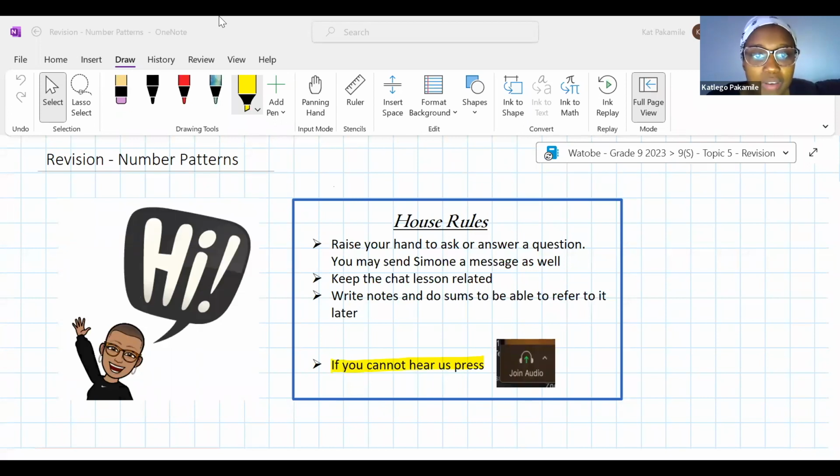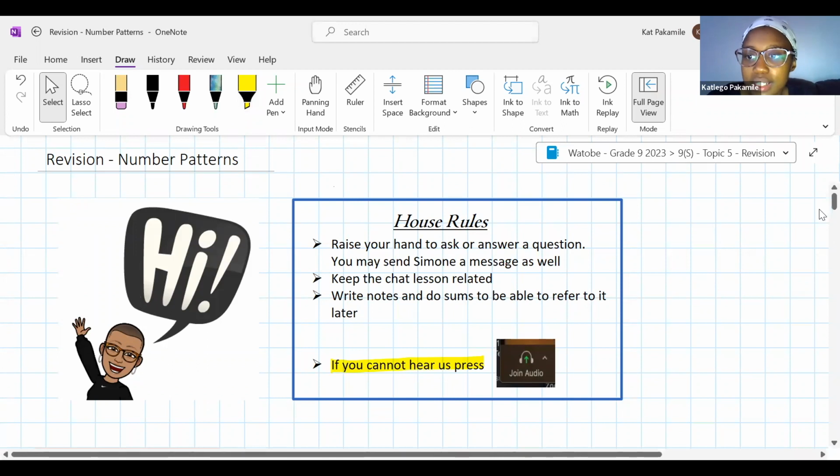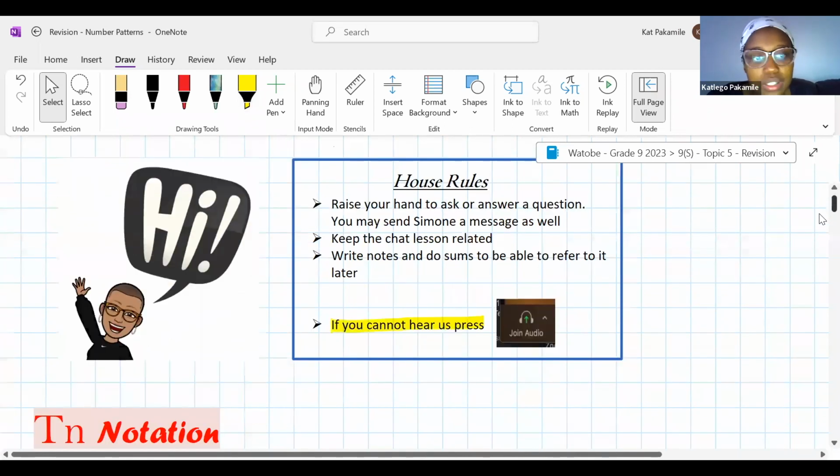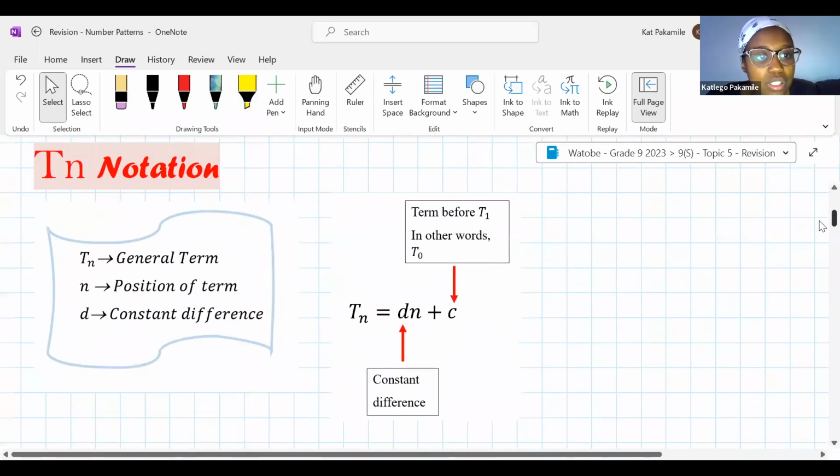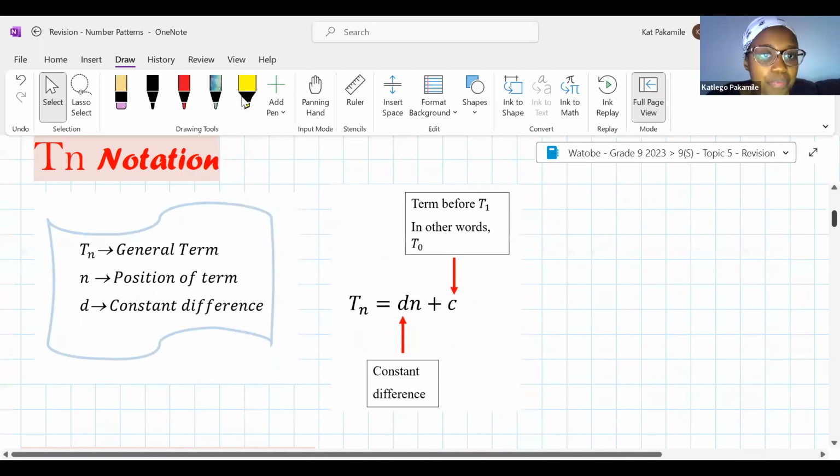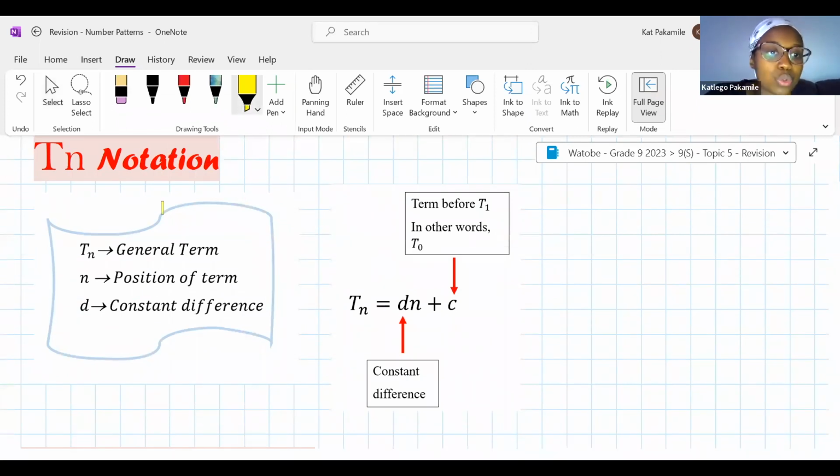Today we're doing the last part of our revision, which is number patterns, because obviously that's the last thing that we did. So let's get started, okay? And the best place to start is with Tn notation. Tn being our general term or the value of our term. n would be the position of the term, and this is the constant difference. That would be the same constant difference in this formula.